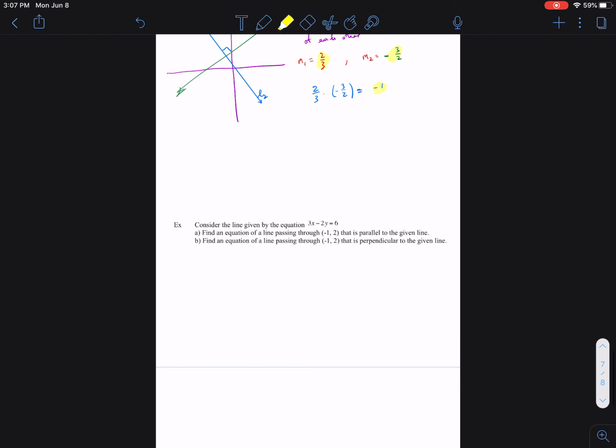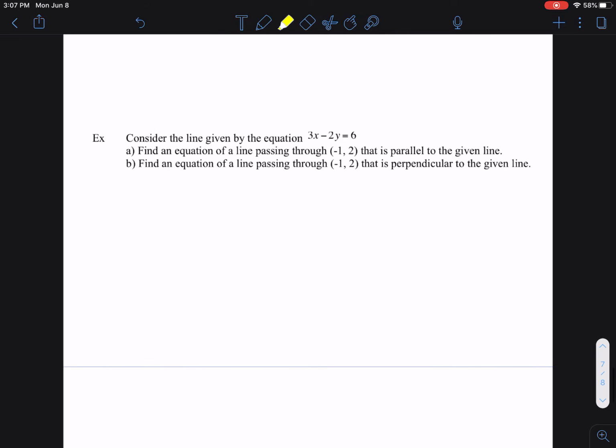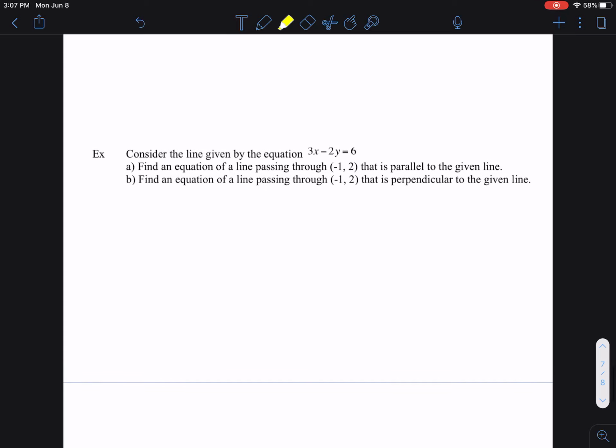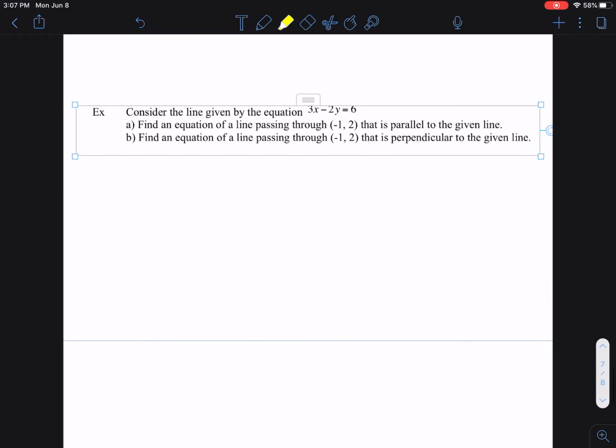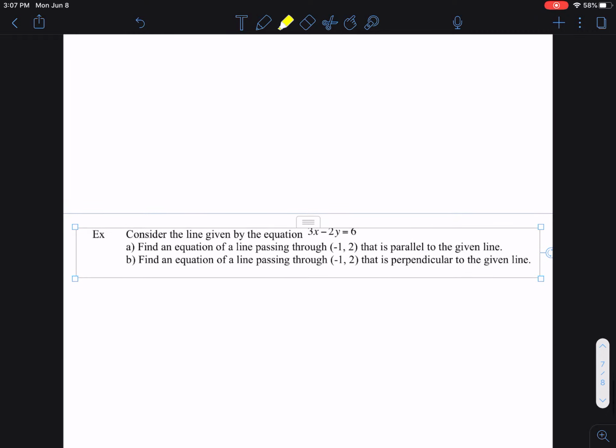So what I'm going to do here is an example of how to find the equation of a line through a point, before we look at other examples. Let's do this example. I'm going to save the other example for when you do the homework and come back to ask on Zoom.